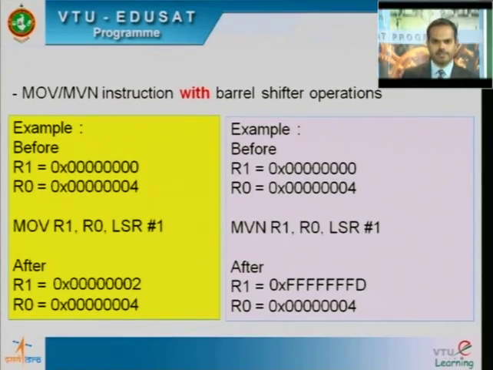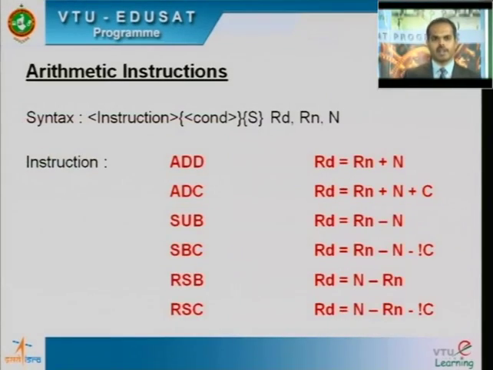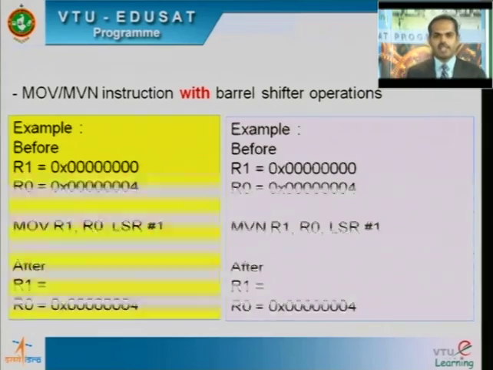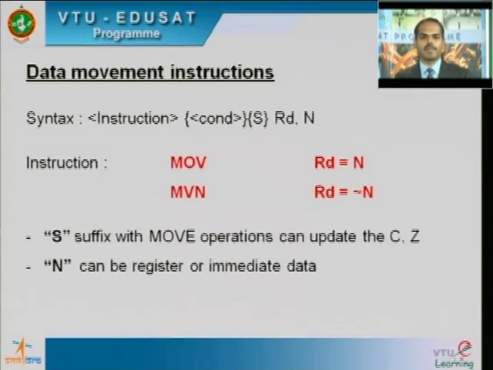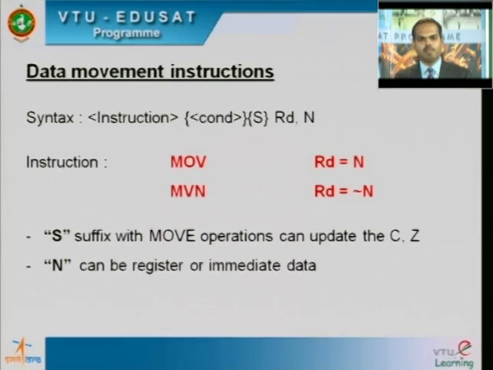Hope it is clear. Right. Now, those are the only 2 instructions that are available in the data movement instructions: MOV and MVN.